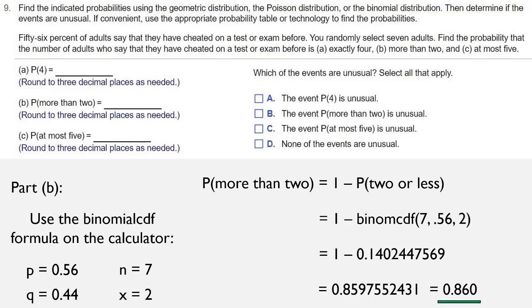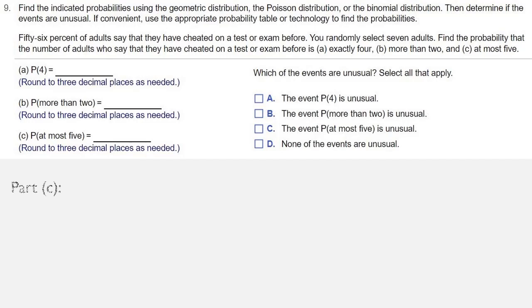For part C, we want the probability of at most 5. Well, think about what at most 5 means. At most 5 means 5 or less. 5 or less would be all the X values between 0 and 5. Because this value does include 0, we'll use the binomial CDF, but this time we don't have to do a subtraction.